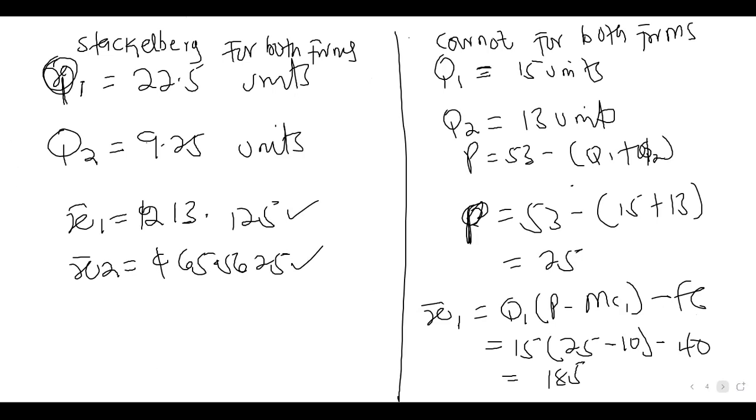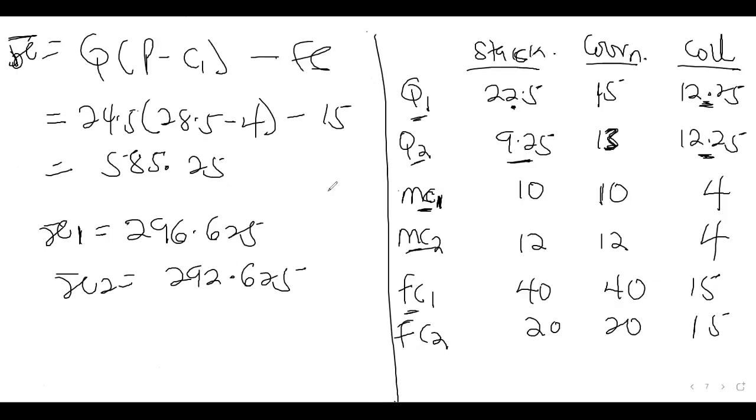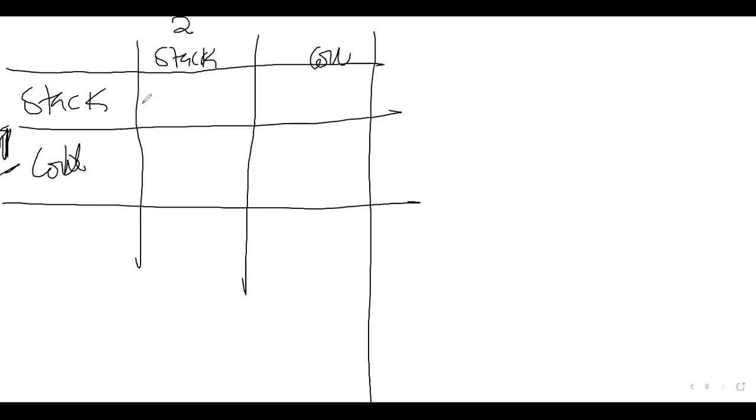Now, when it is Collusion for both firms, remember that each of them will get a profit of this and this. Okay. So let's go and write them. So Stackelberg. The profit for firm 1 is 213.125. Then the profit for firm 2 is 65.563. Okay. When they both collude, the profit for each of them is 292.63. If you round to 2 decimal places, 292.63.